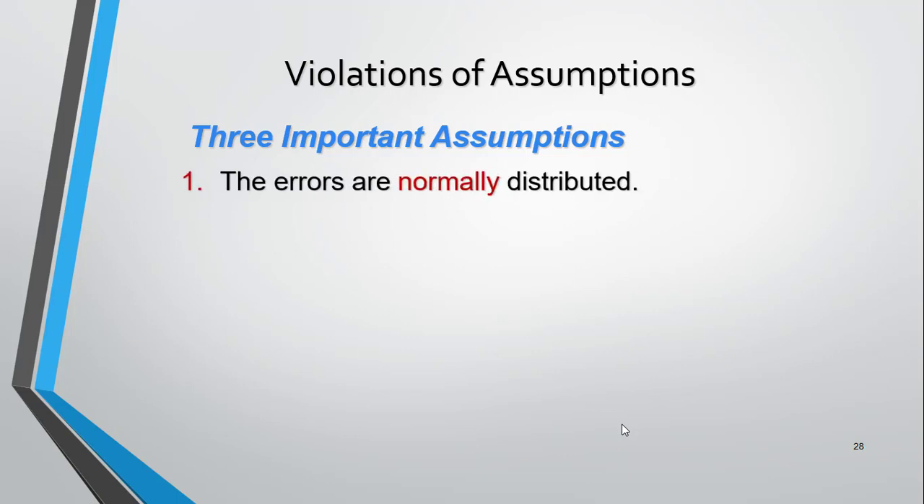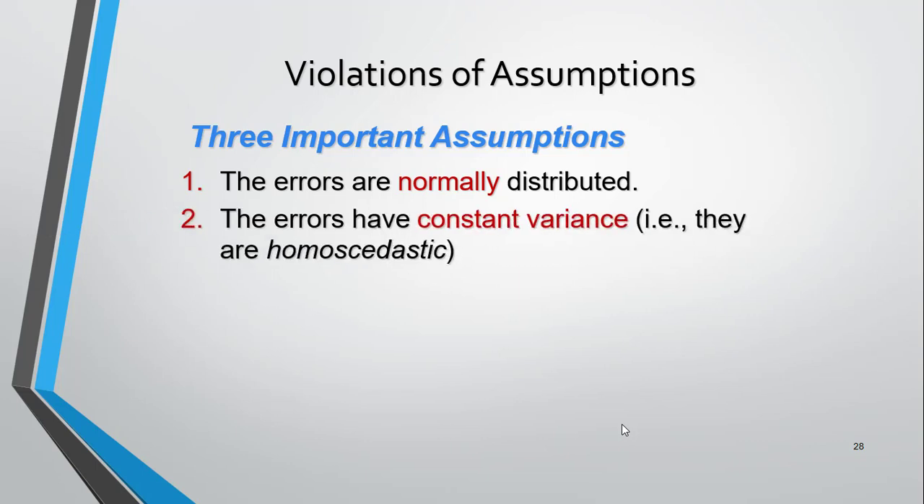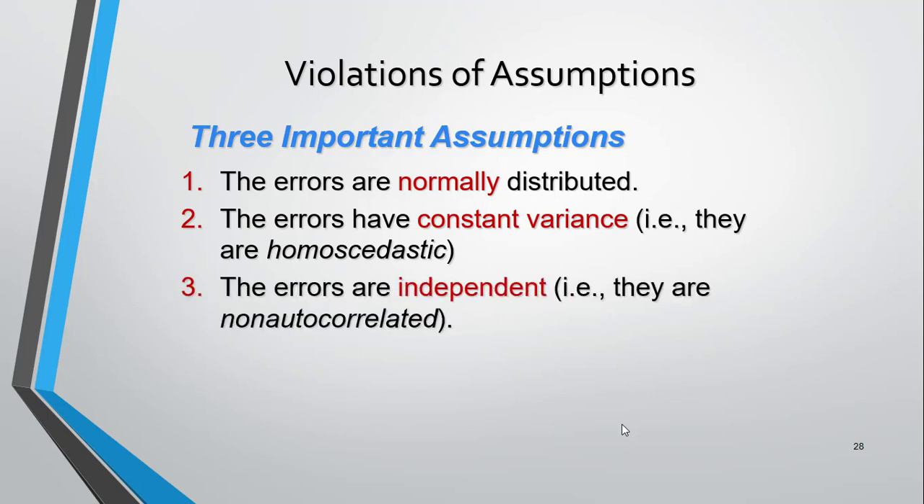Violations of assumptions. There are three important assumptions in regression. One, the errors are normally distributed. Two, the errors have a constant variance, which is what we call homoscedasticity. That is, the error terms have constant variance. And three, the errors are independent of each other, that is, they are non-autocorrelated. You have to meet these assumptions in order for the model to work.